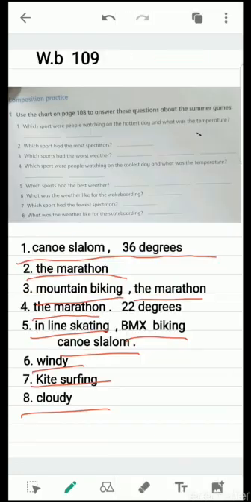Next. Now this is page 109 in our workbook. Look at these questions. You have to answer these questions using the information in the chart that you have already filled. Okay? So we're going to read the questions, and I have already written for you the correct answers. So please write the correct answers in your workbooks.